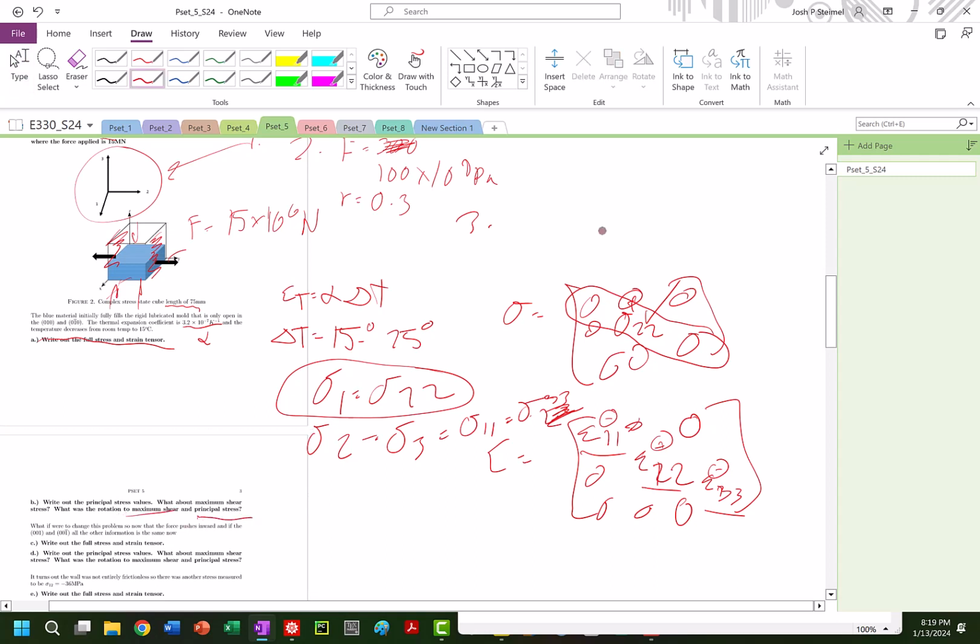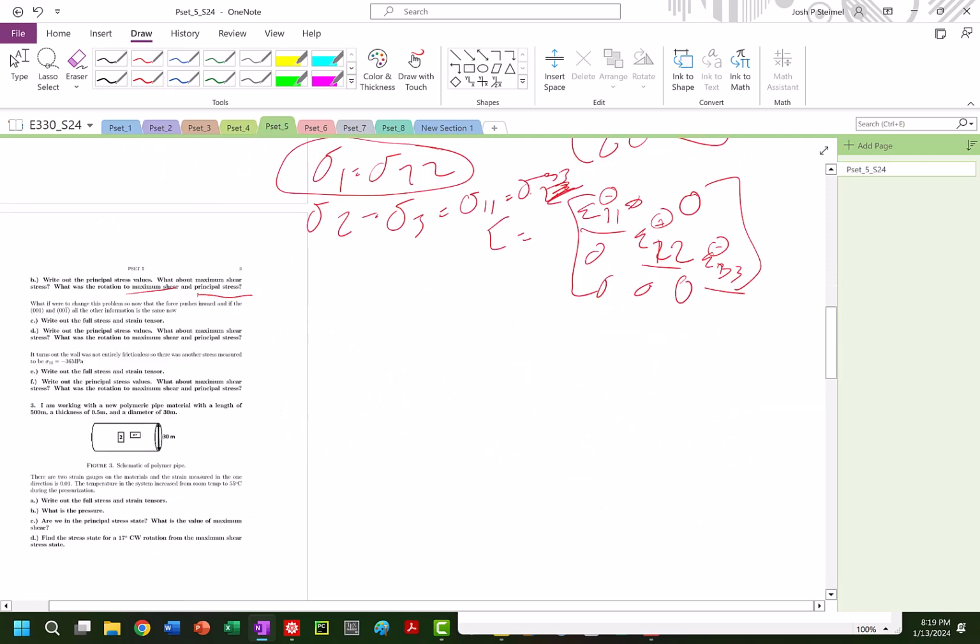To maximum shear, again, on our Mohr circle, if we're looking at our sig22 here, and then this is going to be sig11, sig33 at 0. So if we're rotating that 90 degrees, but we're in 2 theta space, that'd be a 45 degree rotation. Fantastic.